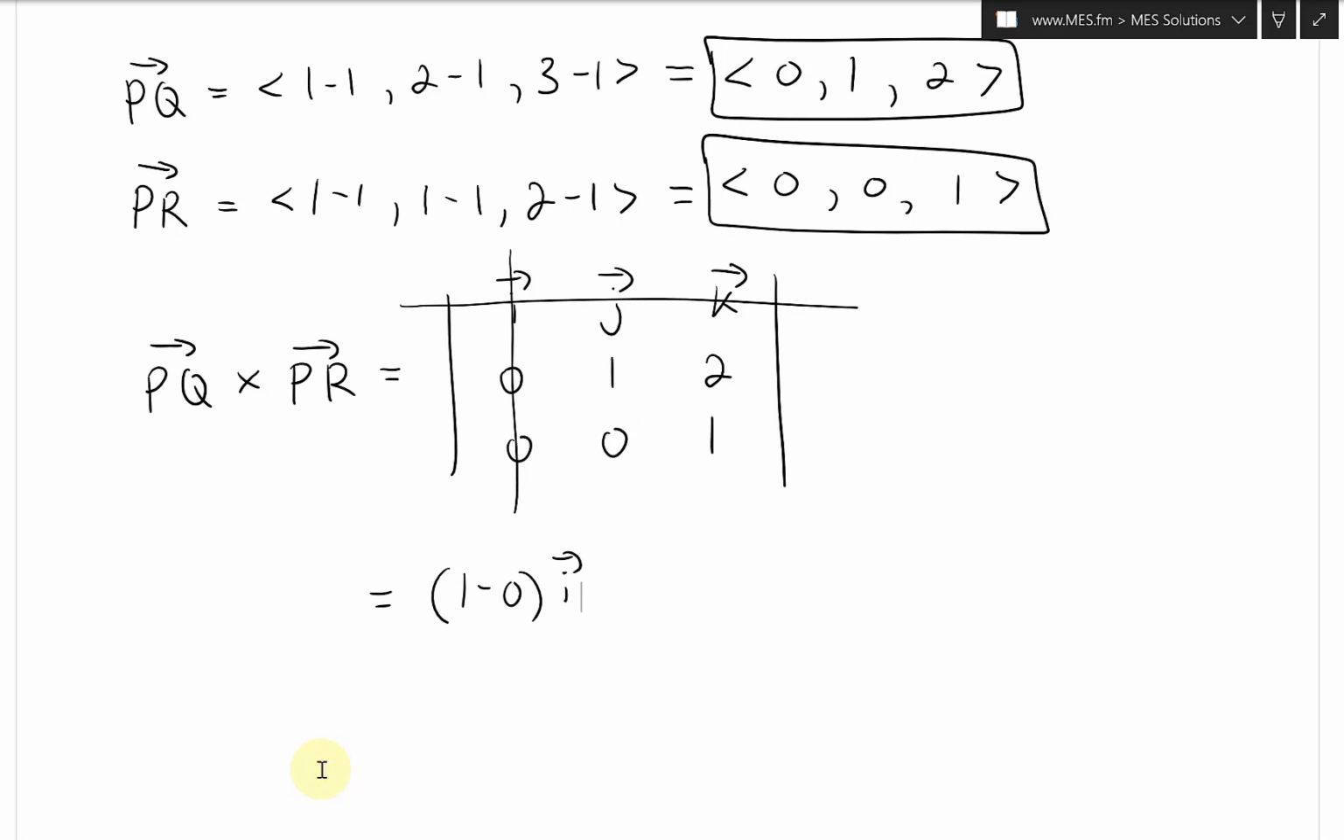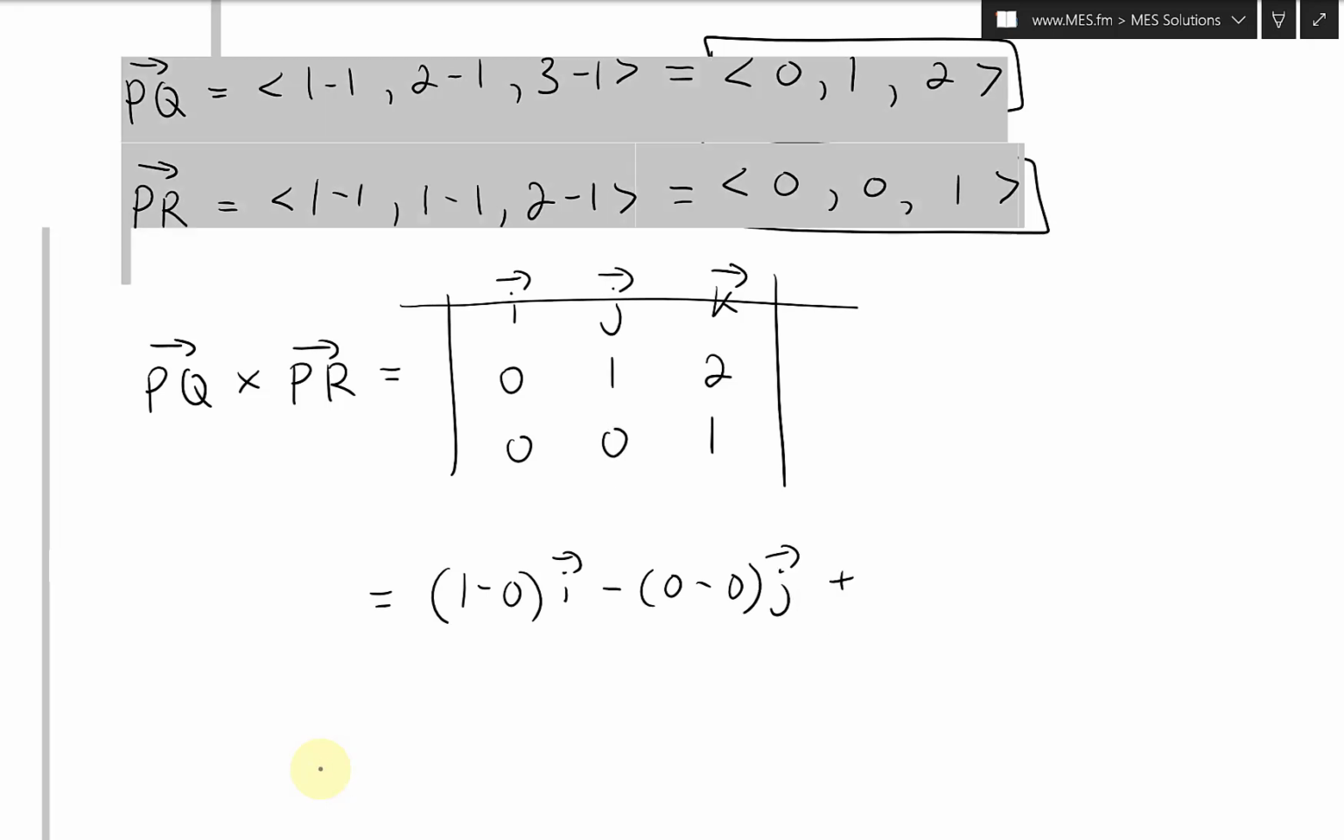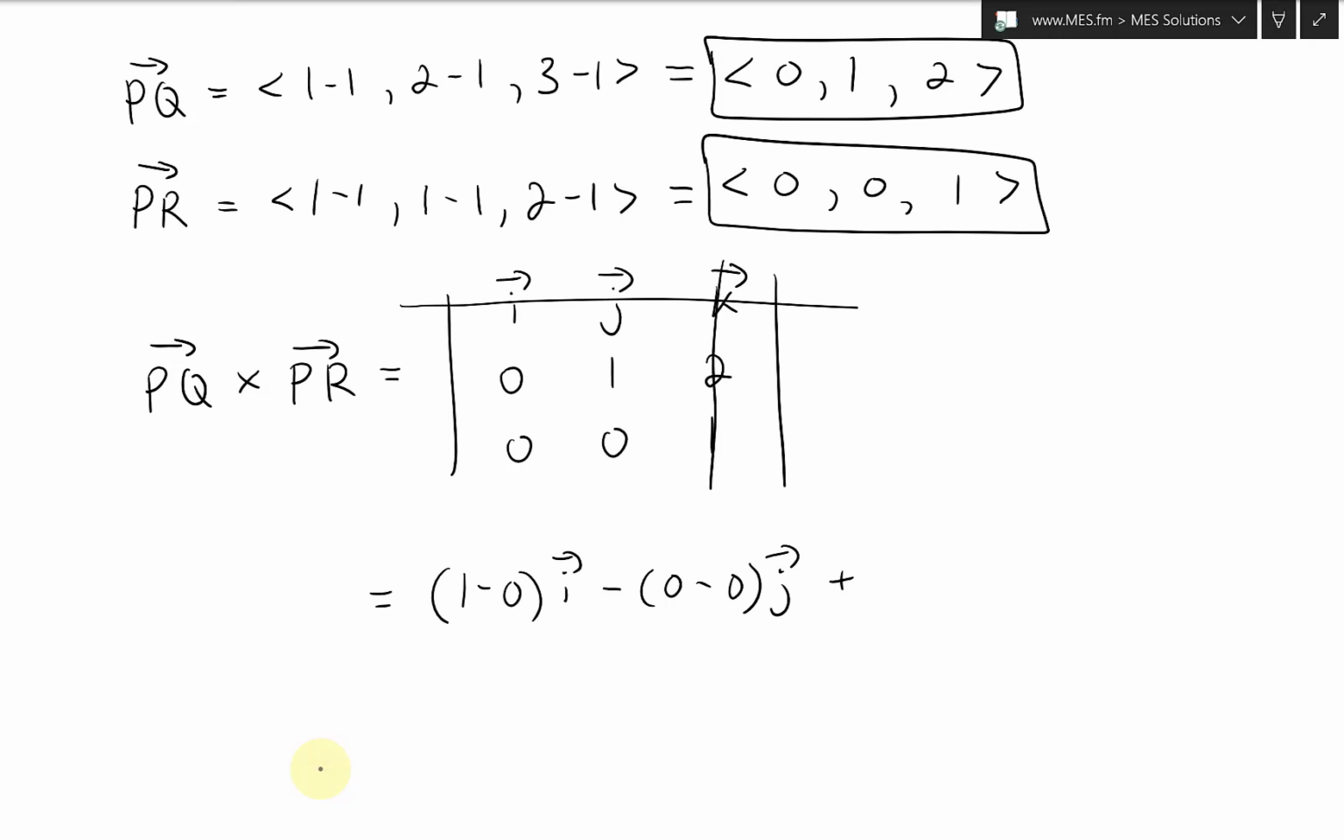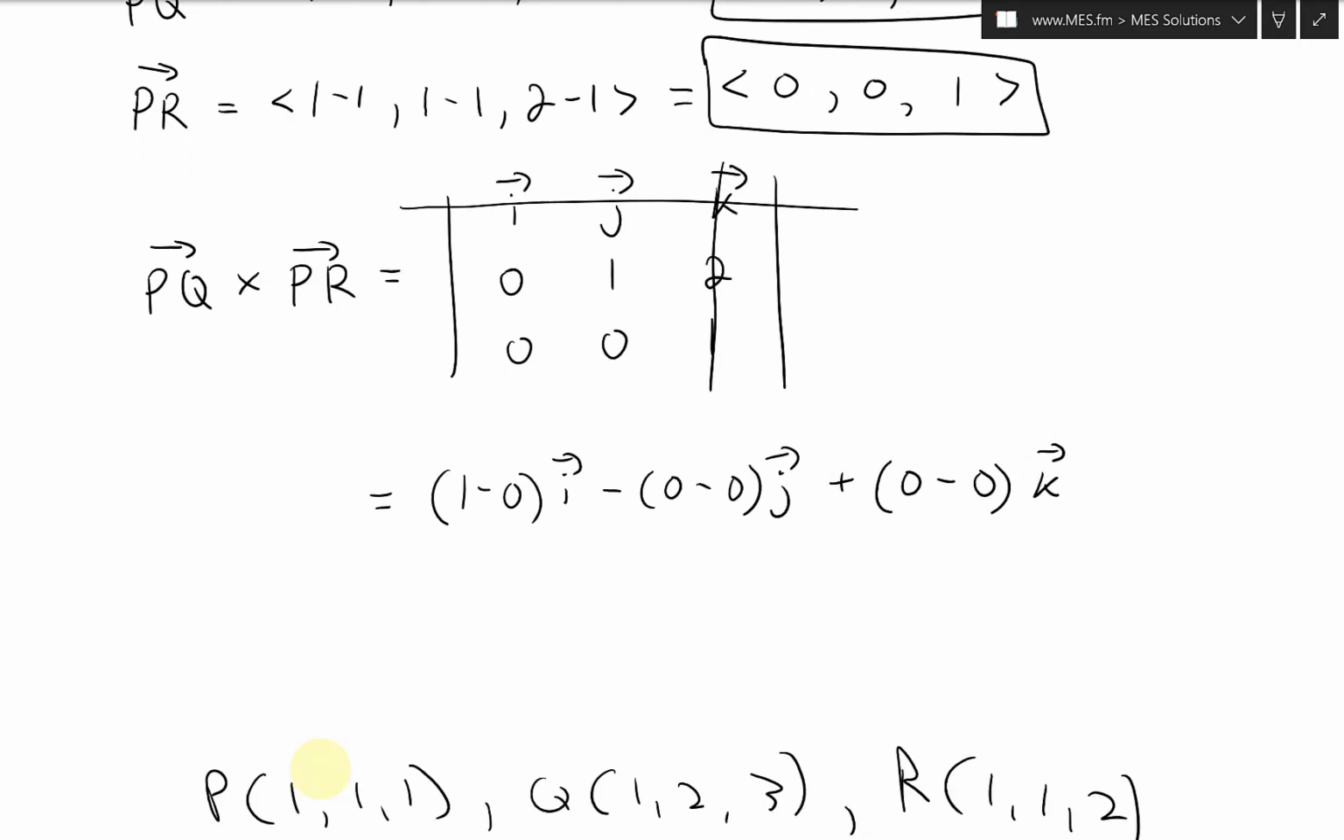Alright, erase this. Now the next one is here, so we'll do a minus. The middle one's always minus. So 0 times 1 is 0, minus 2 times 0 is 0. J, and the next one's plus. Erase this. Cross this. The next one's going to be 0 times 0, minus 1 times 0, which is also 0. This would be k, like that. Alright, that's what we have.